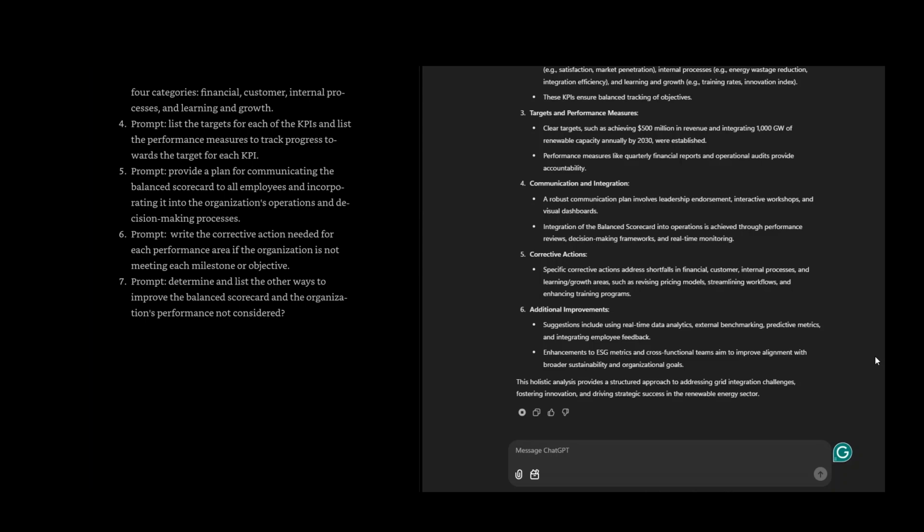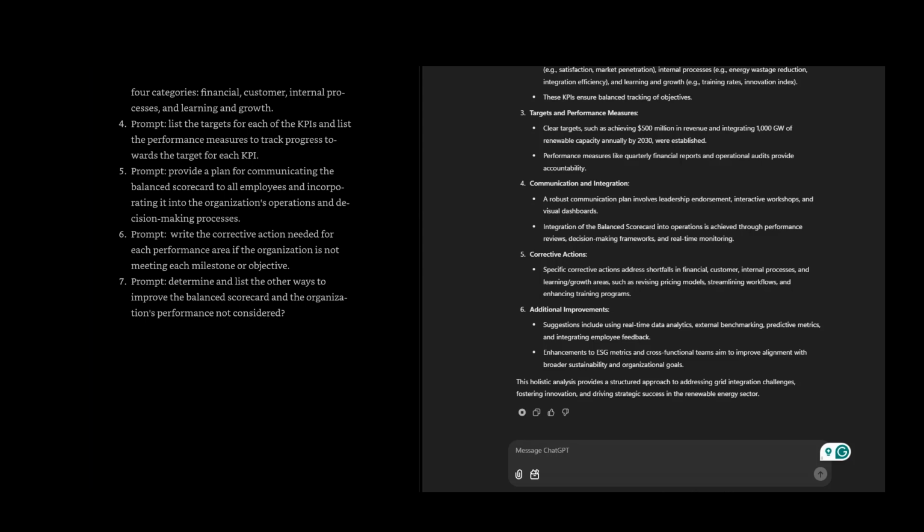4. Communication and integration. A robust communication plan involves leadership endorsement, interactive workshops, and visual dashboards. Integration of the Balanced Scorecard into operations is achieved through performance reviews, decision-making frameworks, and real-time monitoring. 5. Corrective actions. Specific corrective actions address shortfalls in financial, customer, internal processes, and learning and growth areas, such as revising pricing models, streamlining workflows, and enhancing training programs. 6. Additional improvements. Suggestions include using real-time data analytics, external benchmarking, predictive metrics, and integrating employee feedback. Enhancements to ESG metrics and cross-functional teams aim to improve alignment with broader sustainability and organizational goals.